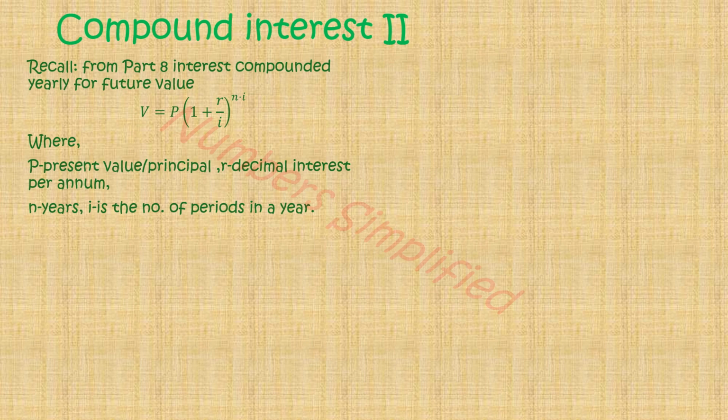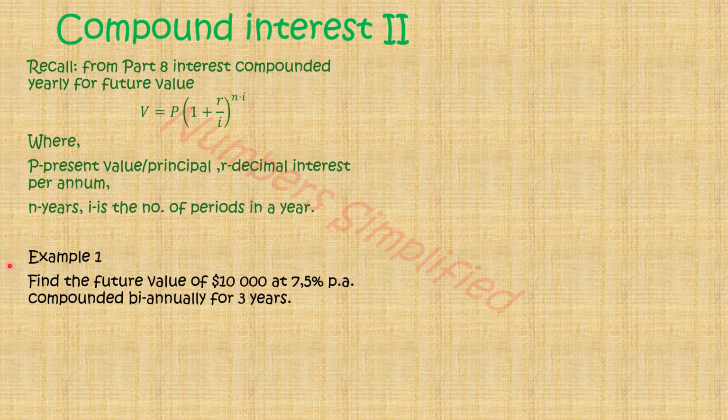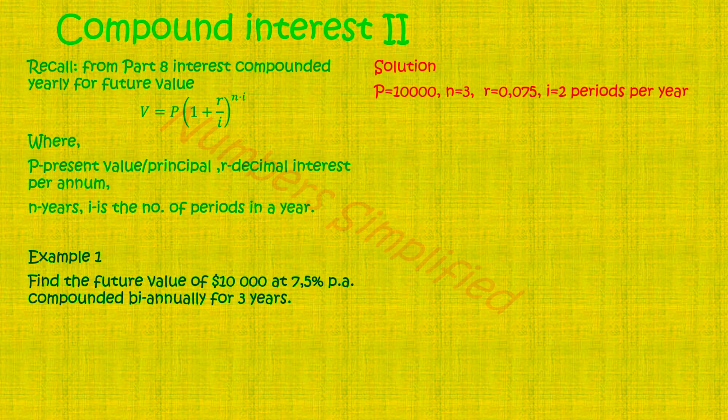We will start by considering the first example. Find the value of $10,000 at 7.5% per annum, compounded biannually for 3 years. And the solution. So it's always important to figure out what we are given. So we've got the P, which is the present value, $10,000, and the number of years, which is 3, R, which is 0.075 per annum as a decimal, and the I, number of periods per year.